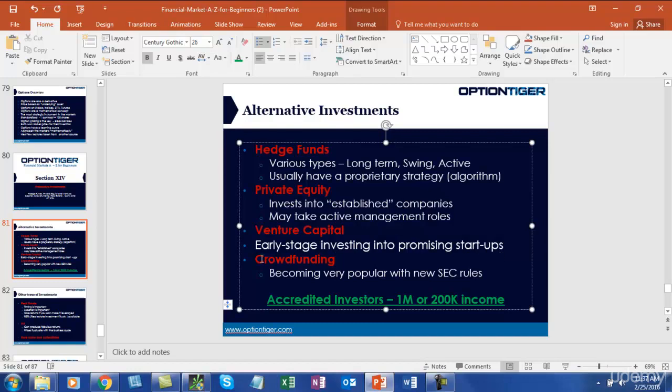And so crowdfunding is very exciting because you can put a little bit of money into 10 or 20 or 30 exciting startups, and you get a small amount of shares. Equity-based crowdfunding is going to become very popular.